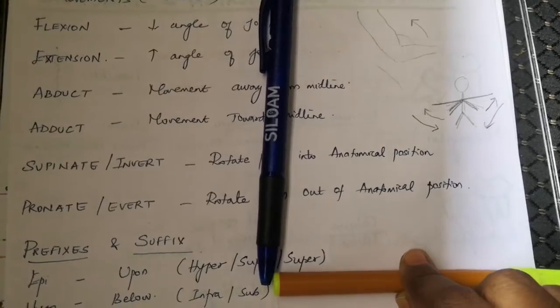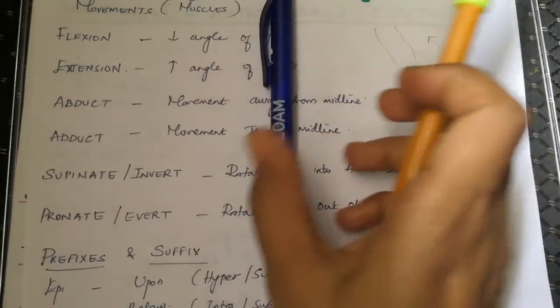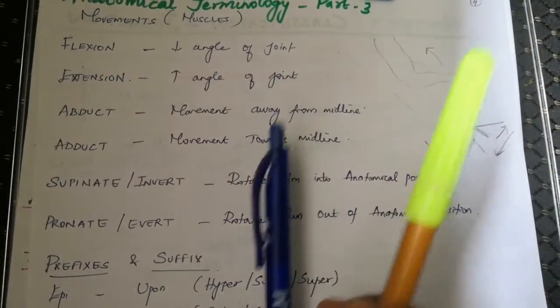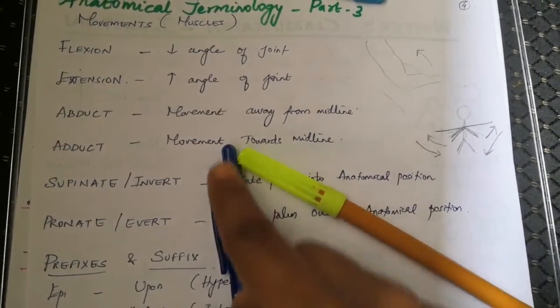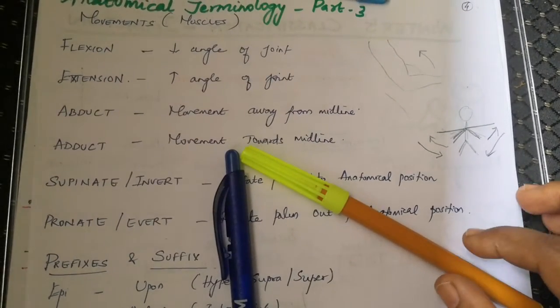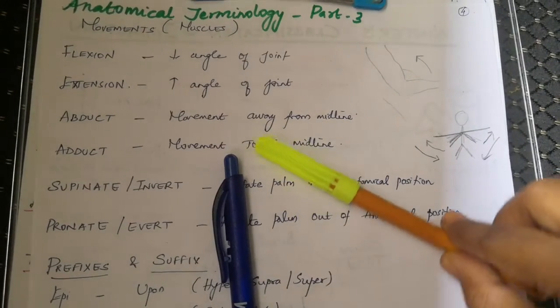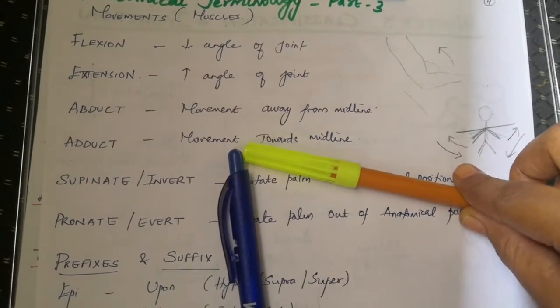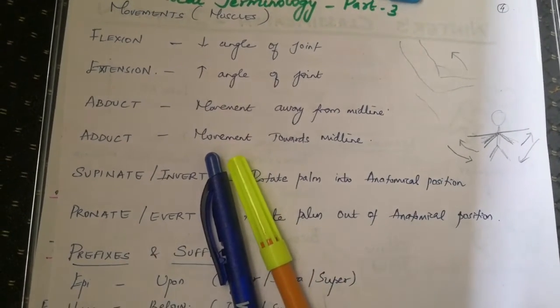Okay, and then abduction. Abduction means there is a movement away from the midline. For example, consider this as a midline trunk and this as an upper arm. So what happens when the movement is away from the midline? When the movement is away from the midline, you call it abduction. Whenever the movement is towards the midline, you call it adduction.